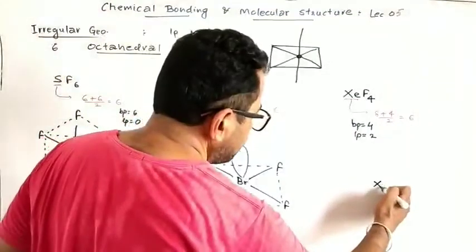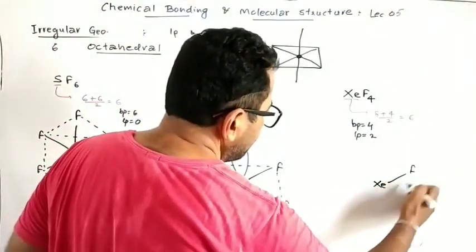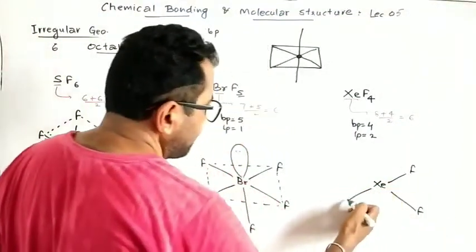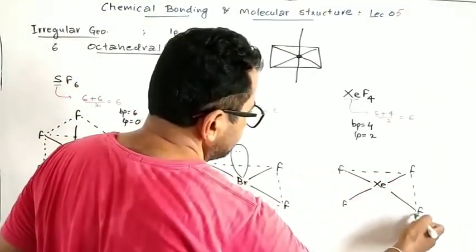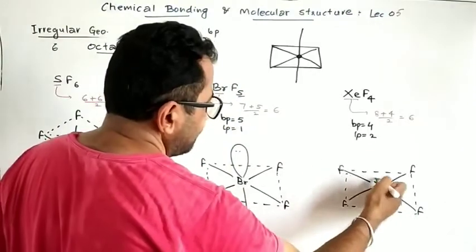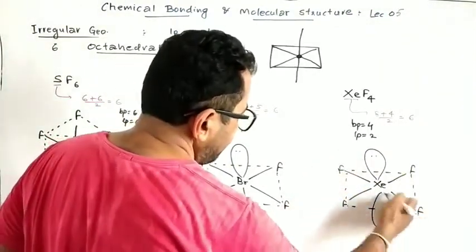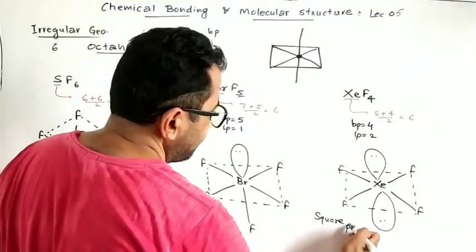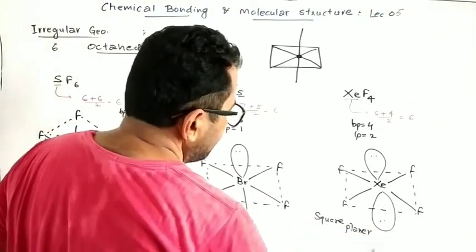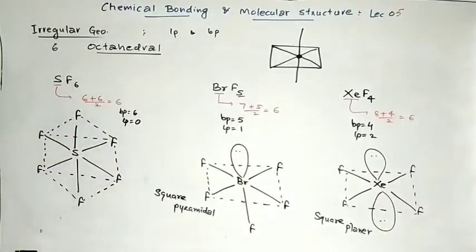Okay. Now we have xenon. It has two lone pairs, so mark this rectangular fluorine as it is. Don't disturb this rectangular shape. Put one lone pair here, one lone pair here. It will be your square planar. So this is the shape of XeF4. So this is about the 6.